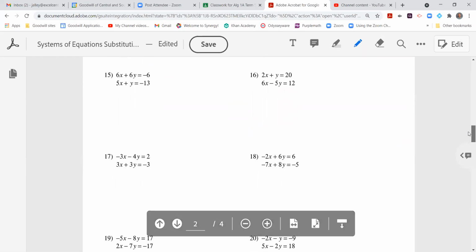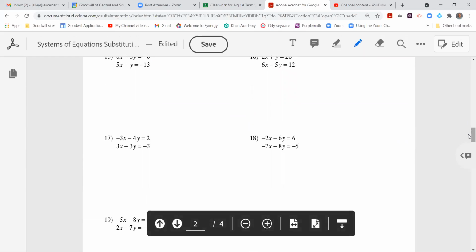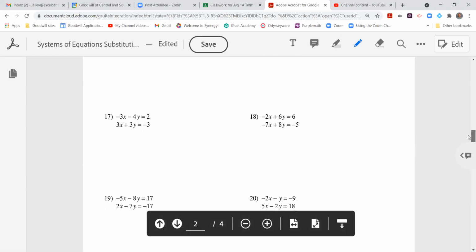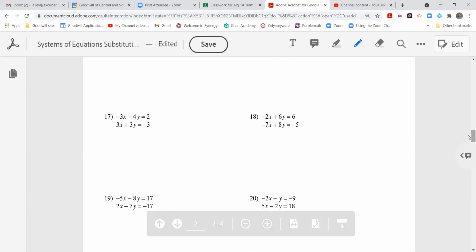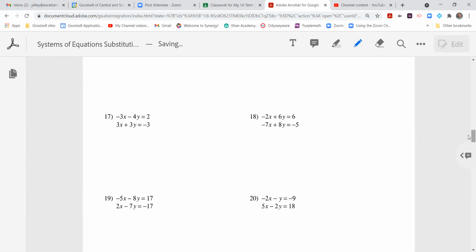And all these are set up that way until you get down here to number 17 and 18, 19, and 20. Oh, 20 is not too bad. We could work with 20. But I guarantee you, all 3 of those other ones, I would do by elimination before I would do substitution.